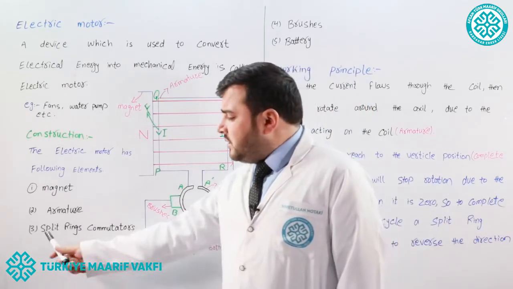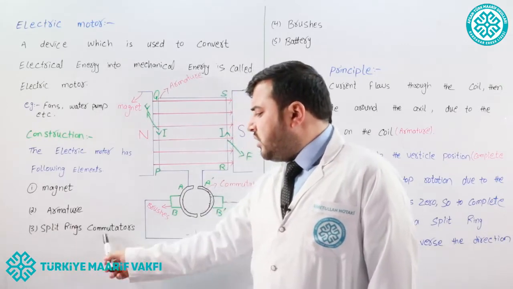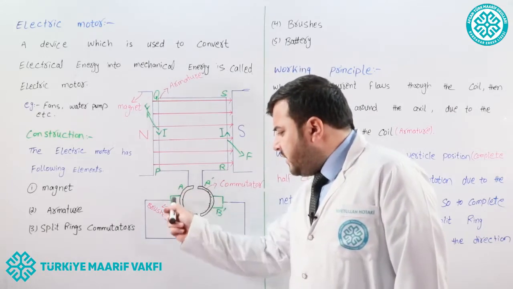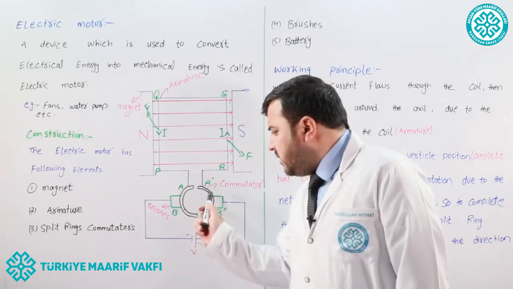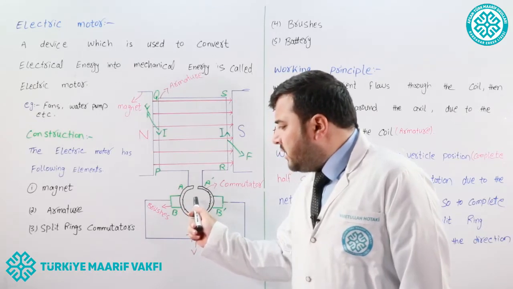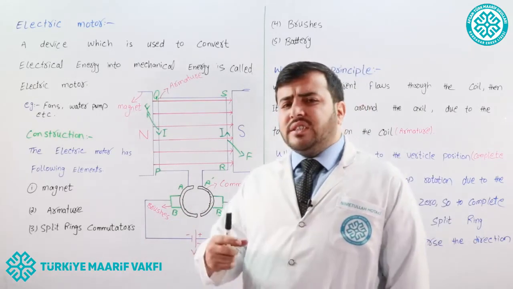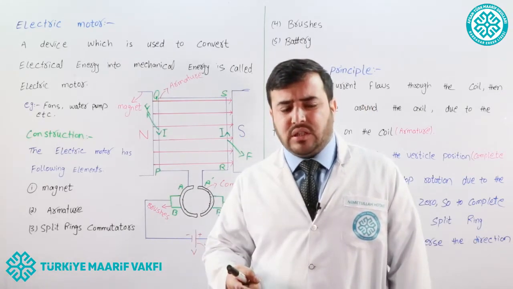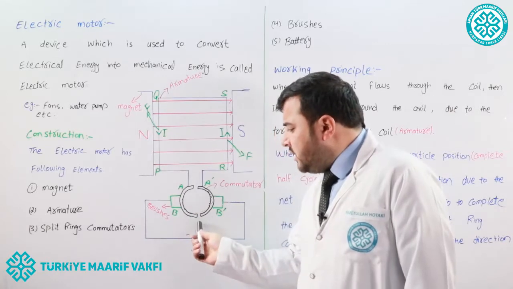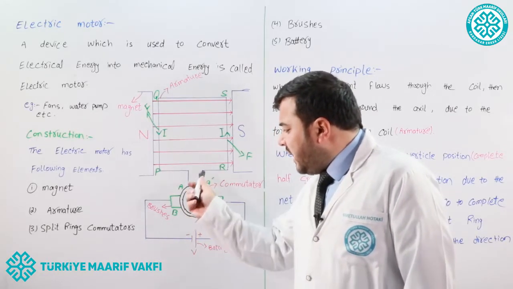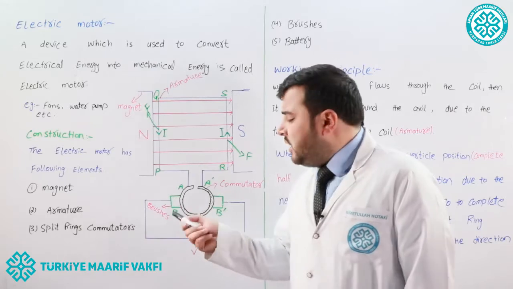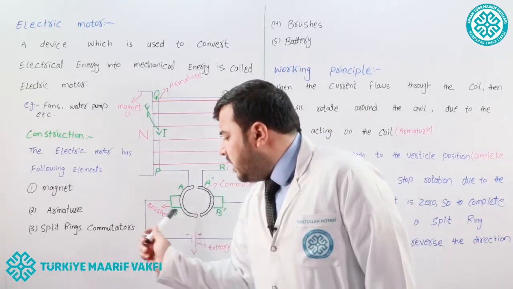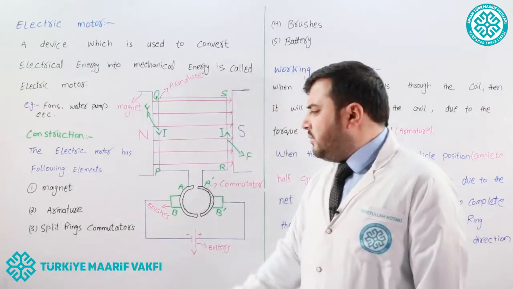The third element is the split ring commutator. Here you can see this is a commutator, or we can call it split ring commutators. It is like a ring divided into two halves. Here you can see this is like a ring and it is divided into two parts. That's why we call them split ring commutators.